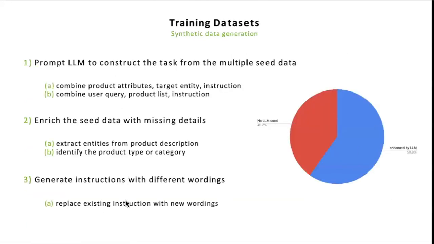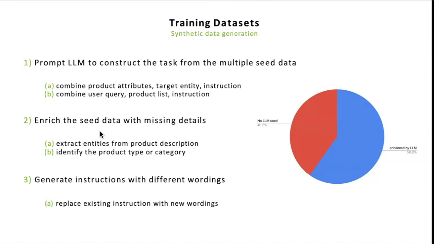So this is their strategies for how to curate the synthetic dataset, right? They can prompt the LM to construct the task directly, provided the dataset. For example, you can ask the LM to combine the product attributes, entity, and the instruction together into a task. And also you can combine the user query, product list, and instruction together into a different task, right? So you can actually ask the LM to construct the task itself.